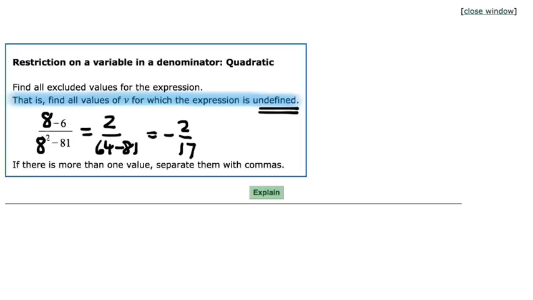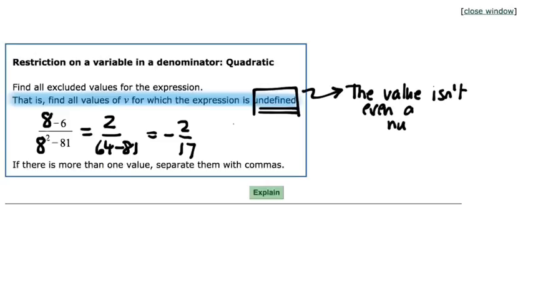The value of this rational expression depends generally on the value that we plug in for its variable. If I plug in an 8, it's going to spit out negative 2 over 17. So going back, the question asks, when is this expression undefined? And undefined means not that the value of the expression is 0, but that the value for the expression isn't even a number at all, which is weird, right?